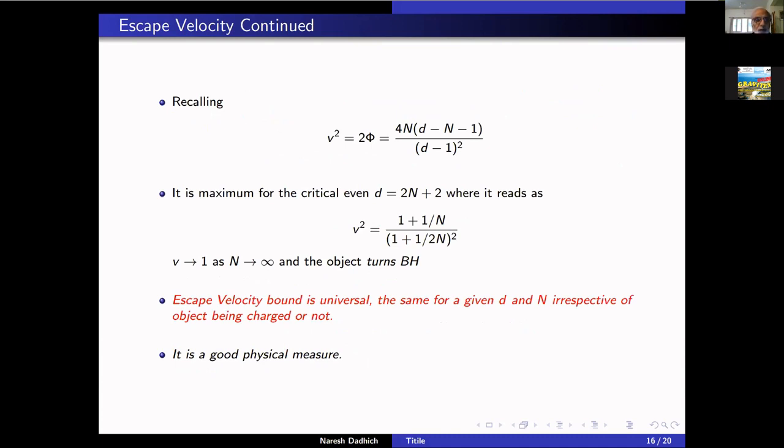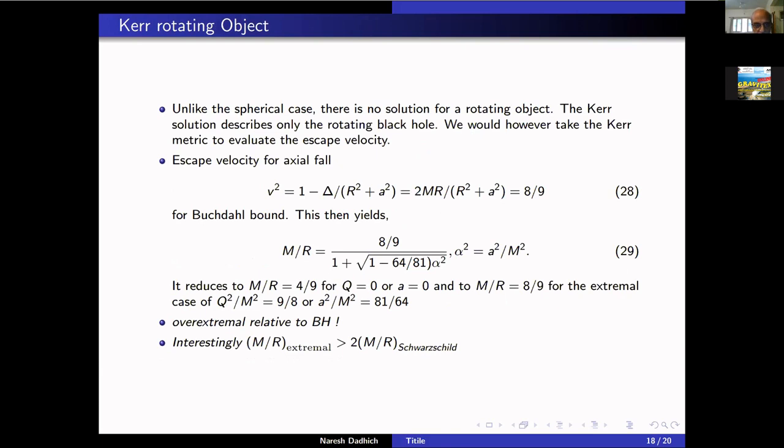So recalling this, in terms of N, V square goes like this. For a large N, V tends to one, or the object turns into a black hole. If the Lovelock order is increasing, of course, with the Lovelock order the D has automatically increased, because the dimension has always to be greater than or equal to 2n plus 2. So as N becomes large, the velocity becomes 1, turning into a black hole.